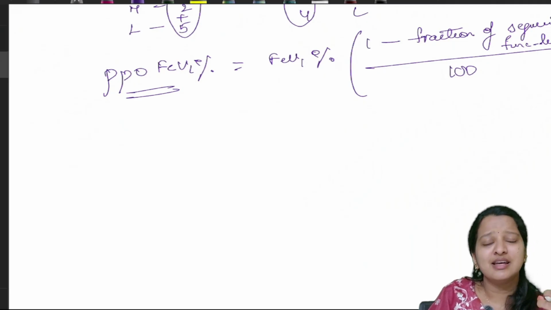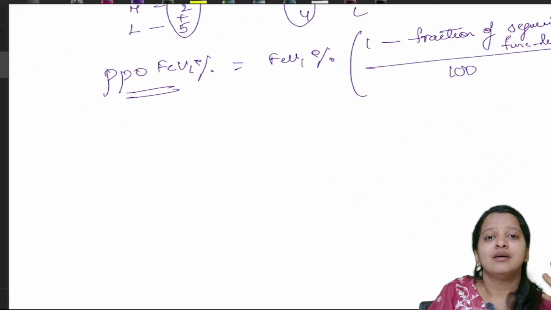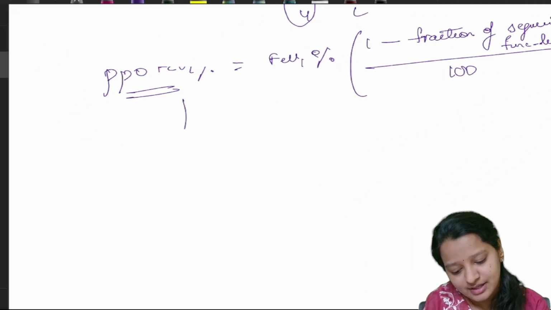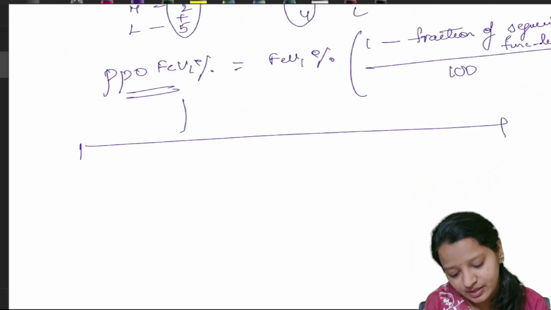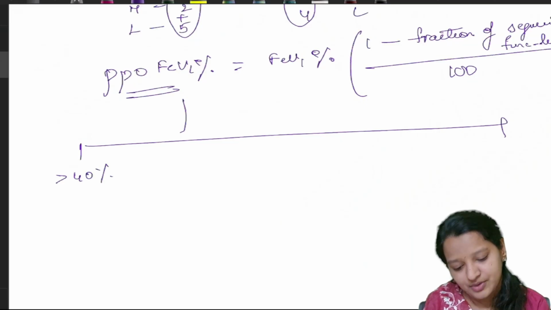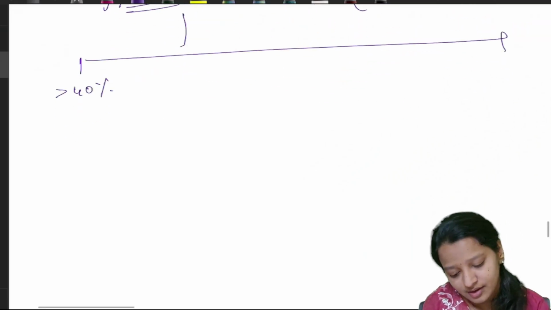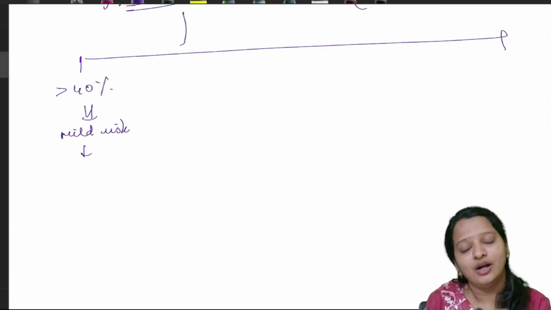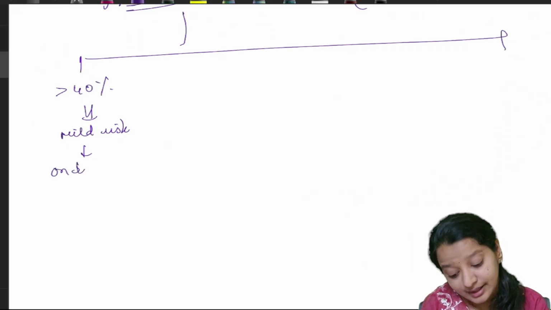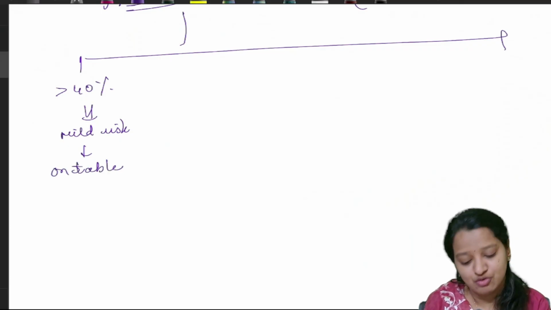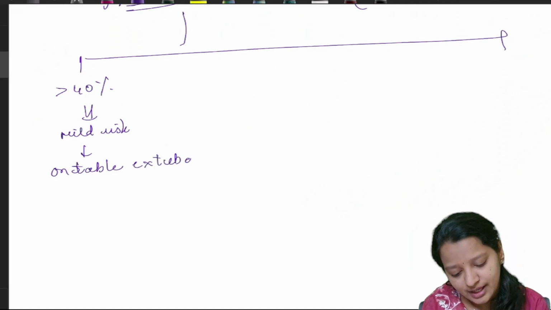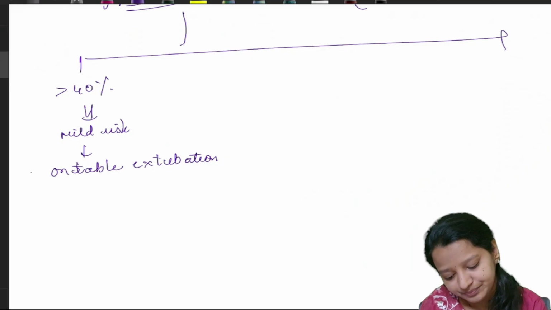Okay, if it is less than 40, it comes under risk category. So let us stratify the risk. If it is greater than 40%, okay, it comes under mild risk. Here I can plan on table extubation, if everything goes normal. It is not 100%, but if everything goes normal, I can plan for on-table extubation.